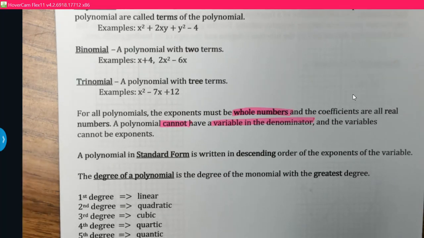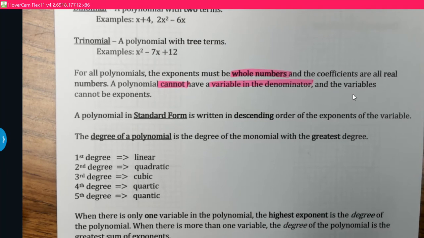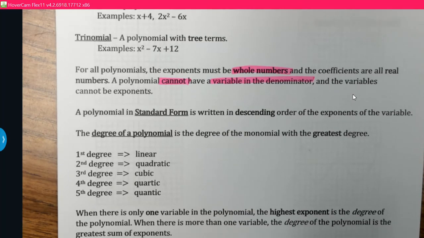We're going to talk about the degree of a polynomial, which is the degree of the monomial with the greatest degree, the greatest exponent. Okay, so if it's a first degree, it's linear, second degree is quadratic, third degree is cubic, fourth degree is quartic, and fifth degree is quintic.